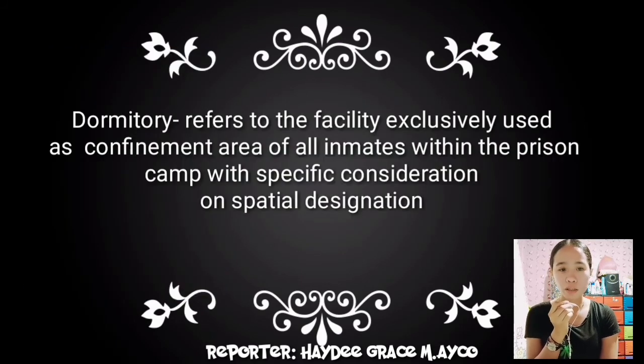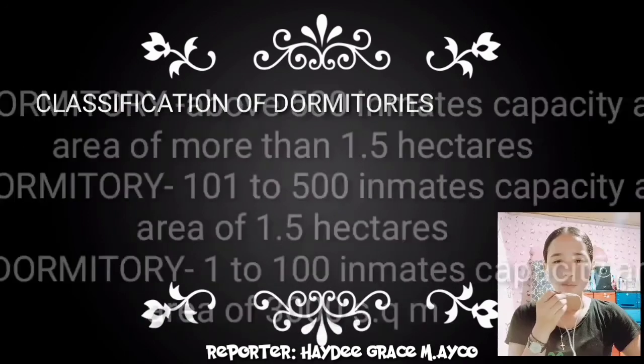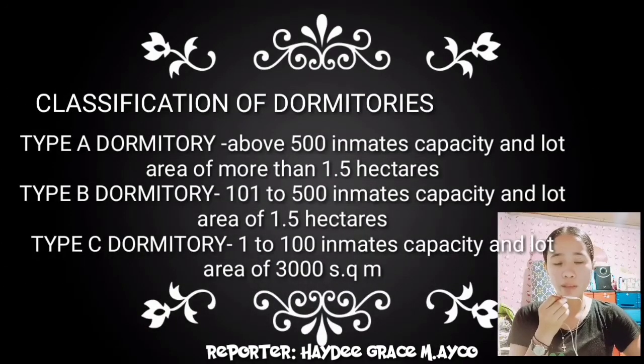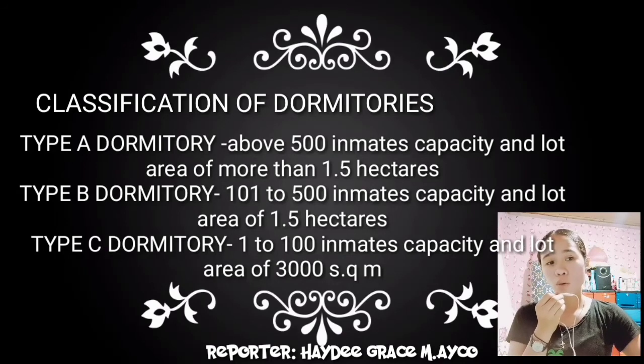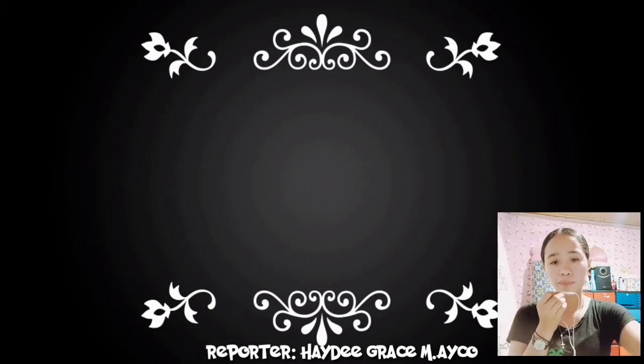When we say dormitories, it refers to the facility exclusively used as confinement area of all inmates within the prison camp, with specific consideration on spatial designation. We have classification of dormitories. We have type A dormitories, above 500 inmates capacity in lot area of more than 1.5 hectares, and type B, 101 to 500 inmates capacity and lot area of 1.5 hectares. Type C, 1 to 100 inmate capacity and lot area of 300 square meters.